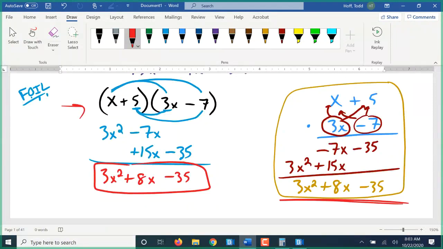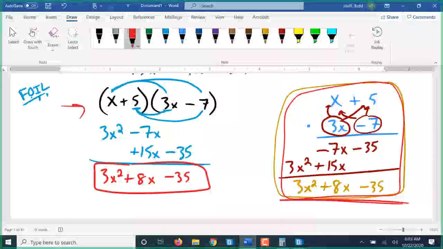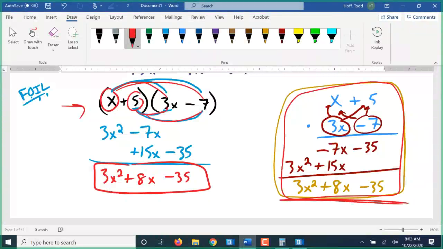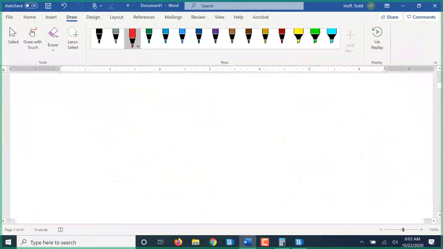Now, personally, I like the long multiplication here because it makes sense. That's how we multiply other forms of numbers, whole numbers and everything else. The FOIL shortcut, it isn't a bad shortcut as long as you understand that all you're doing is taking this first digit, multiplying it by every digit in the second number, then taking the second digit and multiplying by every digit in the second number. If you depend on the letters first, outside, inside, last, it can get confusing when you run into a problem like this.